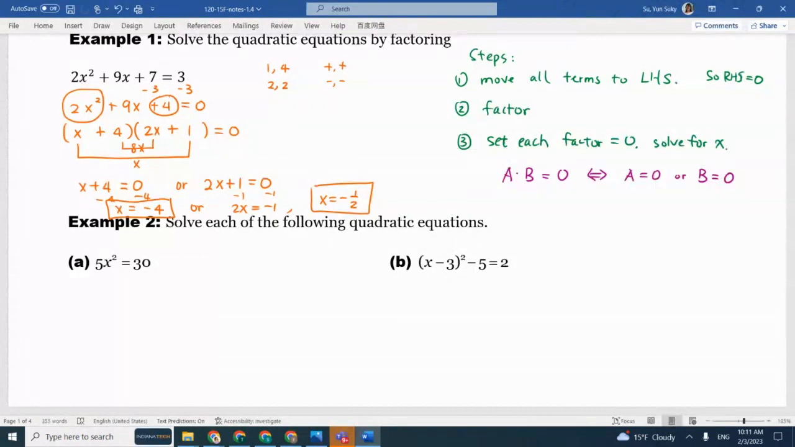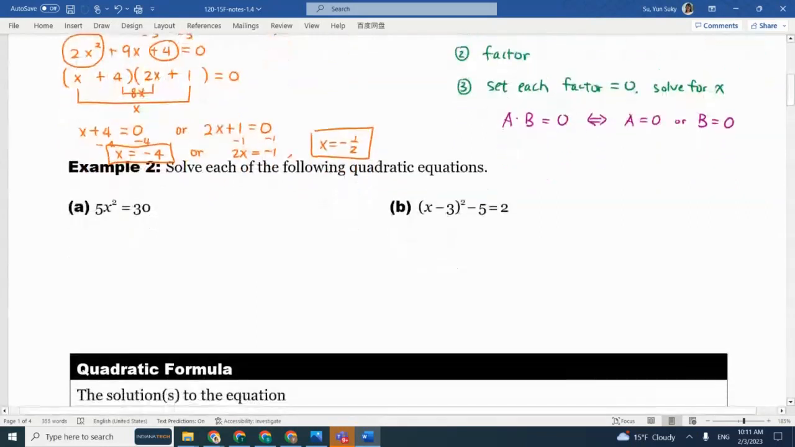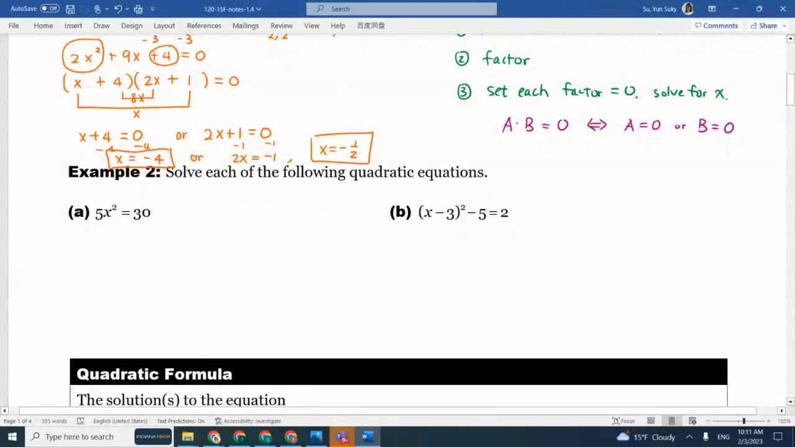Usually a linear equation has one solution, and a quadratic equation usually has two solutions. But the possibility is that it could be two solutions, it could be one solution, it could be no solution. So we will talk about that later. All right, how about the following?